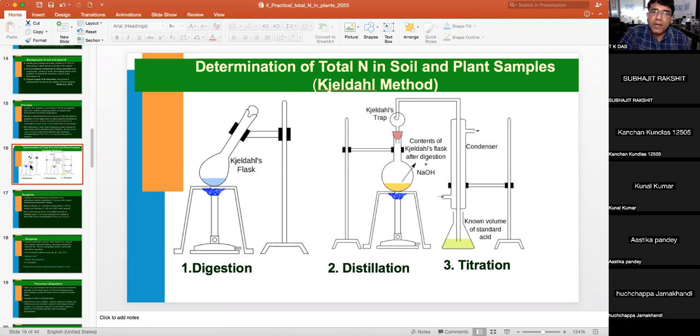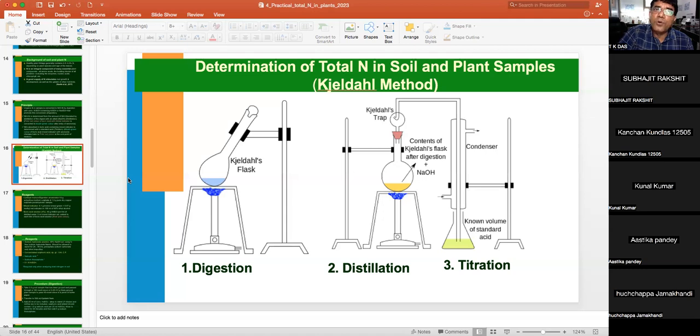In a plant sample, nitrogen is more than 99%, or say 100%, in organic form. It is not in inorganic form. Only in a few plants, those with very succulent vegetative growth that are accumulators of nitrates, may there be some traces of nitrate form. Otherwise, our plants on the earth have nitrogen in organic form.